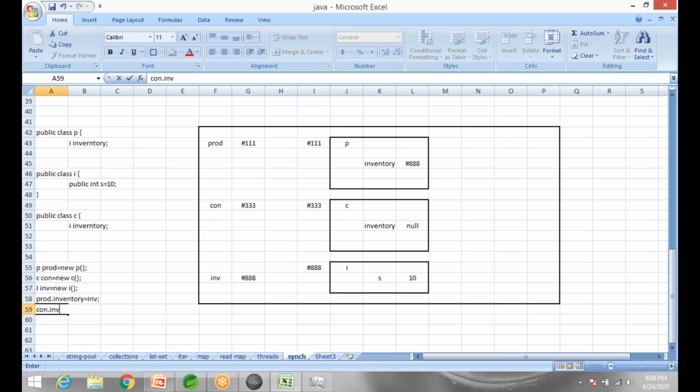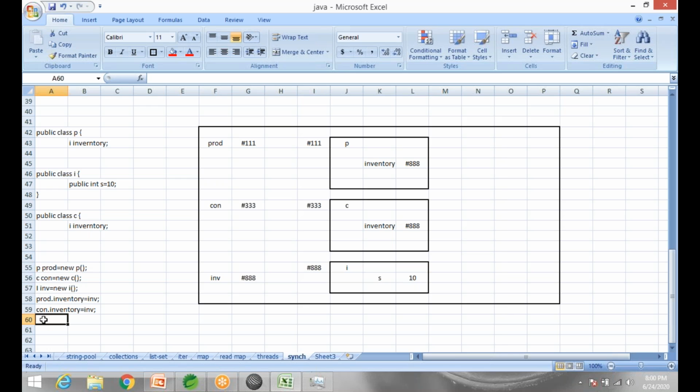Now Con.inventory. What will this line do? Put in the same 888. It will point to 888. Now the consumer inventory copy is pointing to 888, this one object. Producer's inventory copy is also pointing to 888. Are they both pointing to one object or two individual copies now? One object.